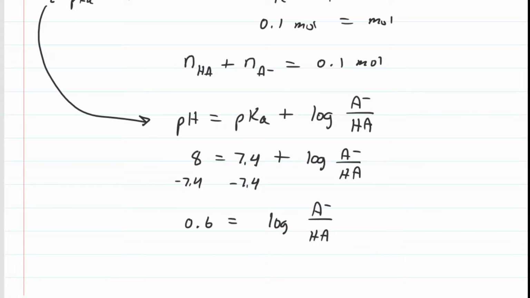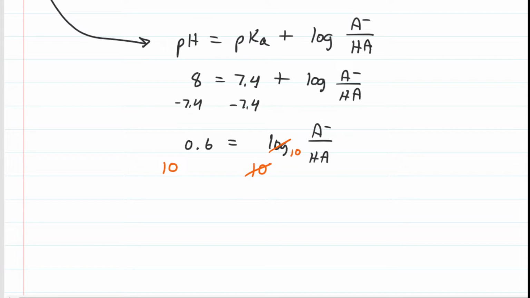Now, we wish to cancel the log on both sides. Let's not forget from perhaps a pre-calculus class that we have a base 10 here. And if you want to get rid of a log, you'd actually have to raise 10 to both sides of this equation. 10 raised to the log base 10, those are inverse operations. They cancel each other out. That leaves you with the ratio of A minus to HA on the right side. On the left side, pick up a calculator and just raise 10 to the 0.6. You're going to get about 3.98.